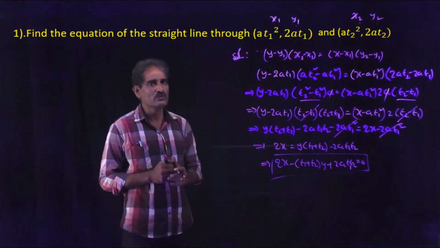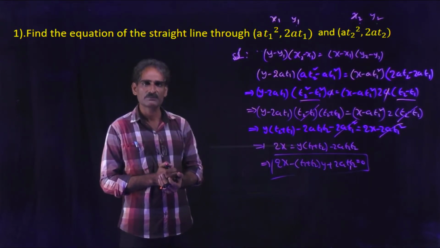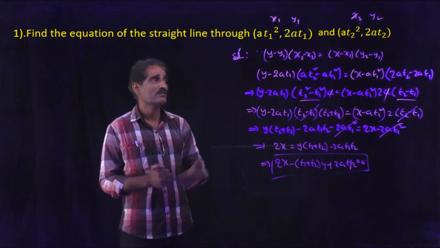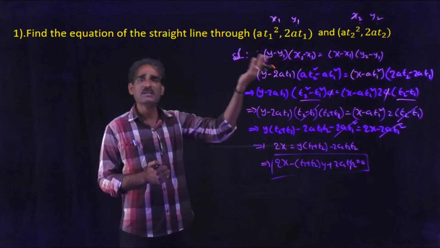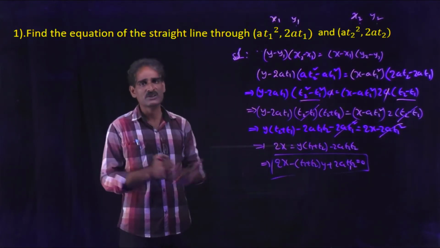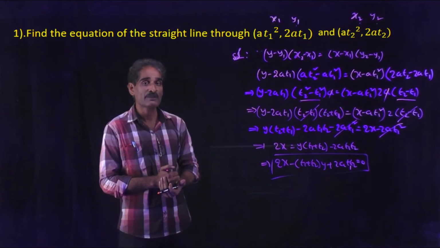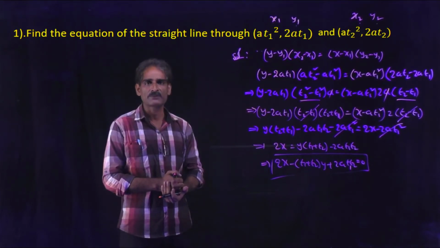This is the way how to find the equation of the line by using the two-point formula. Here we can also use the point-slope form. First of all, you can find the slope of the line m. By taking any point as x1, y1, we can write the equation by using the slope-point form: y minus y1 equal to m into x minus x1. Otherwise you can follow this two-point formula, right?